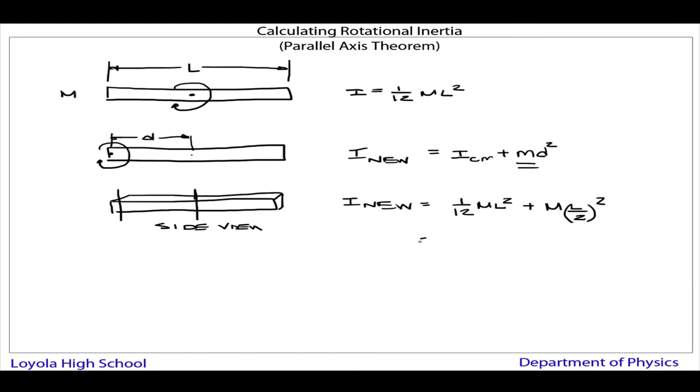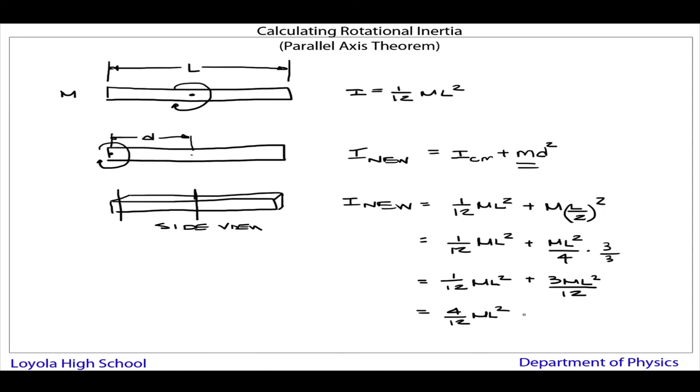So if I continue this, just so we can see the final answer and evaluate what's going on here, this is 1/12 m L squared plus m L squared over 4, and I'm going to get a common denominator here, I'm going to go 3 and 3, so this is equal to 3 m L squared over 12, for a total of 4/12 m L squared, which is equal to 1/3 m L squared. So that's the new rotational inertia about the endpoint.